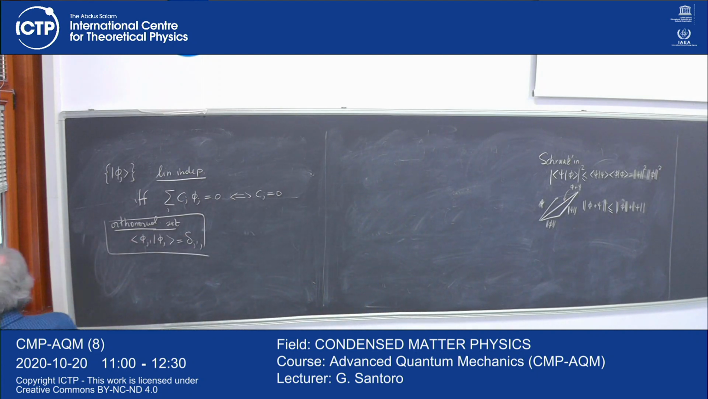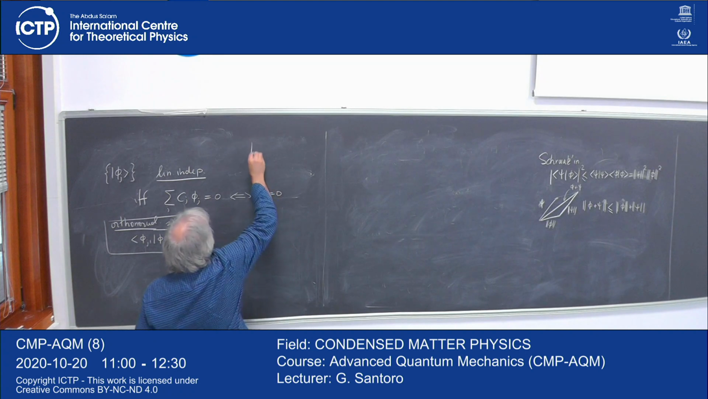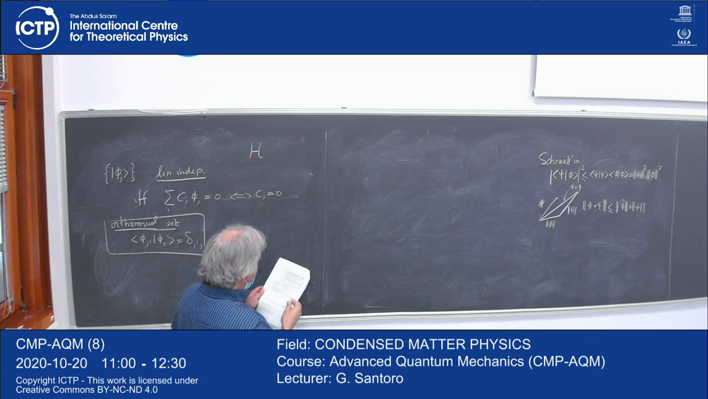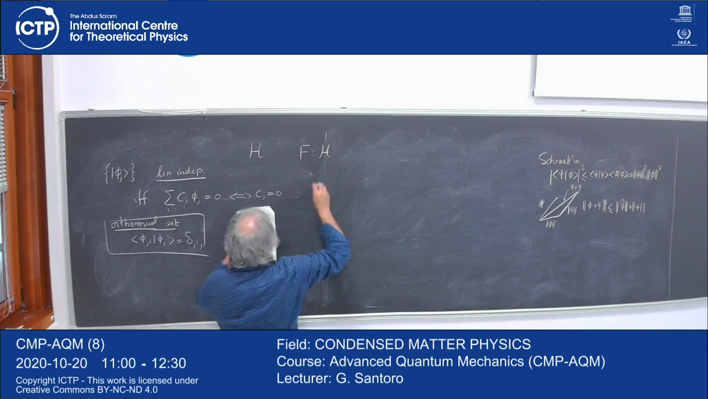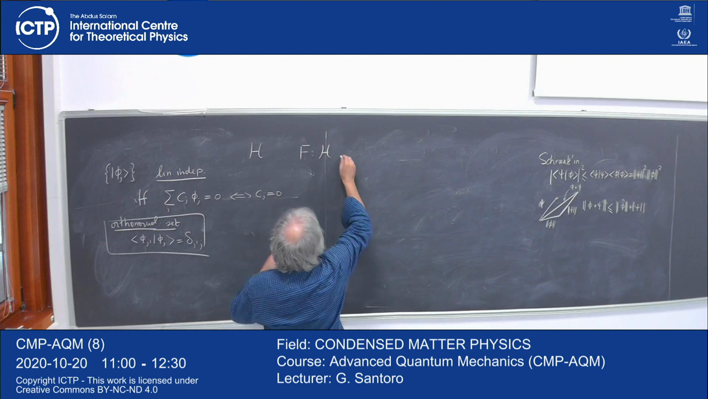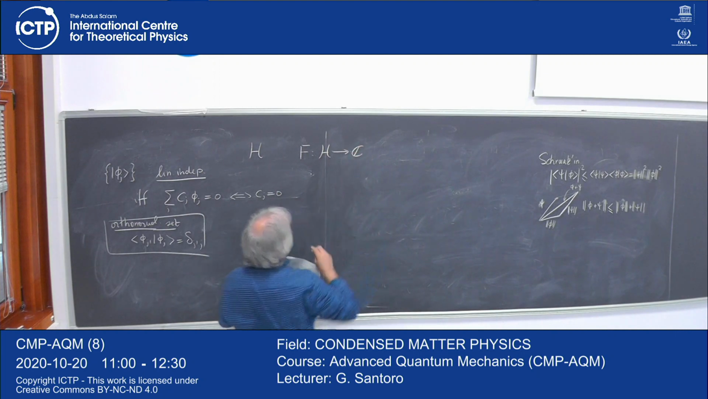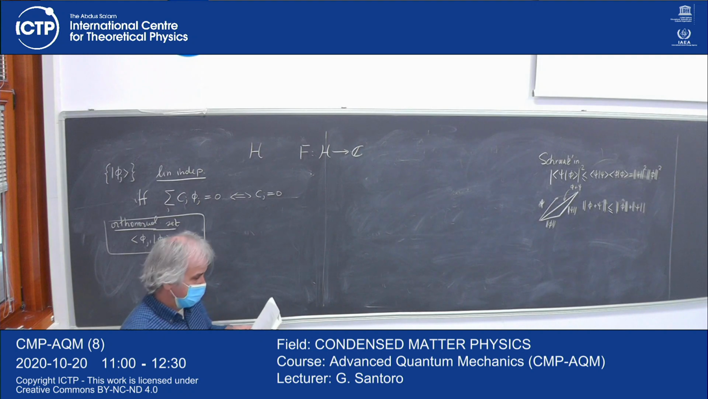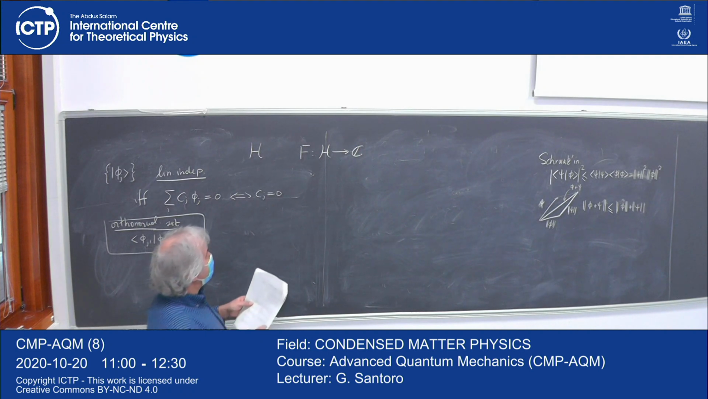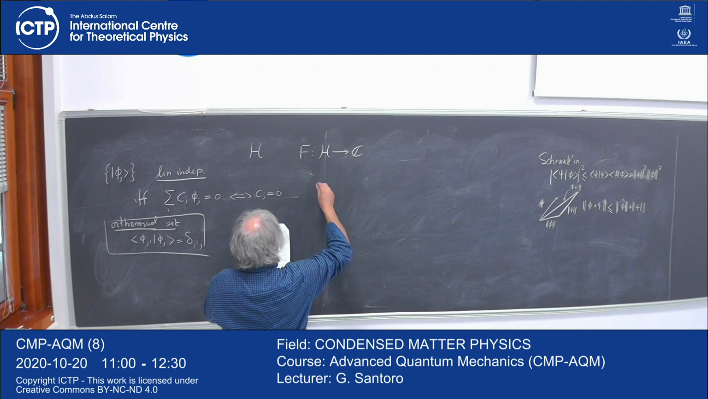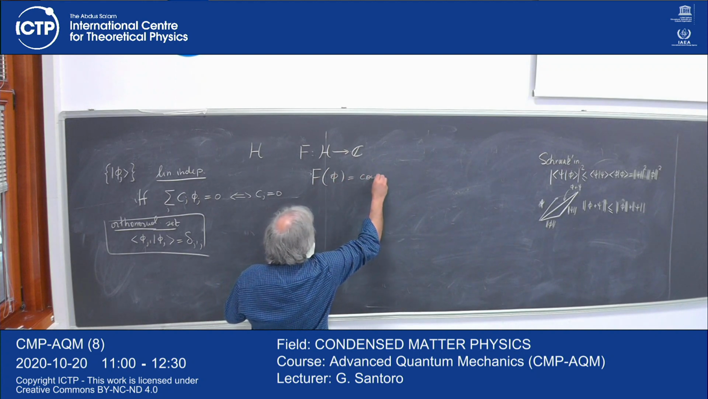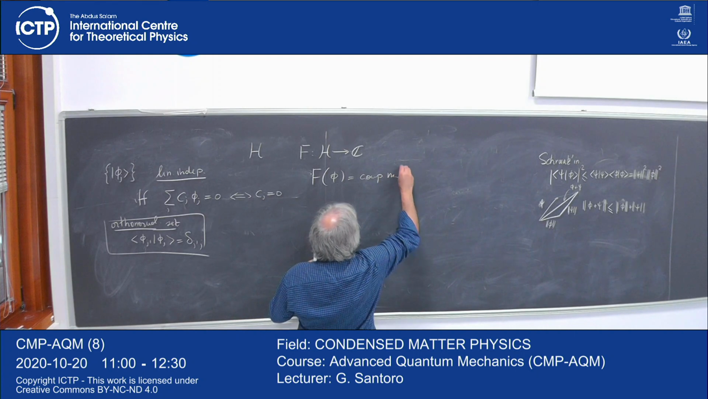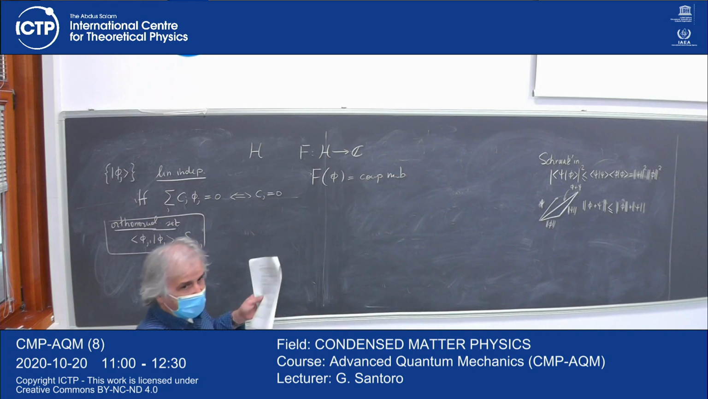Okay. I now define, so this is the space of vectors H, and I now define a functional on the space of vectors to the complex numbers. Okay, so I associate a number to a vector. These are called functionals. So essentially, a functional of some vector phi is equal to a complex number. Is it clear? This is an argument.